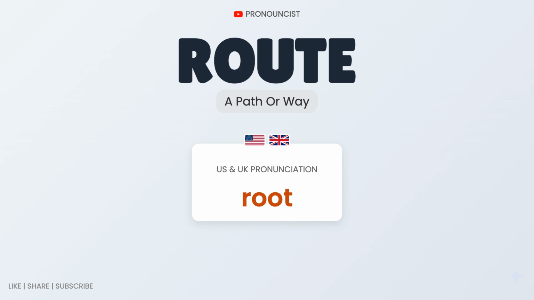The meaning of the word is a path or way. Try repeating this word several times to improve your pronunciation.